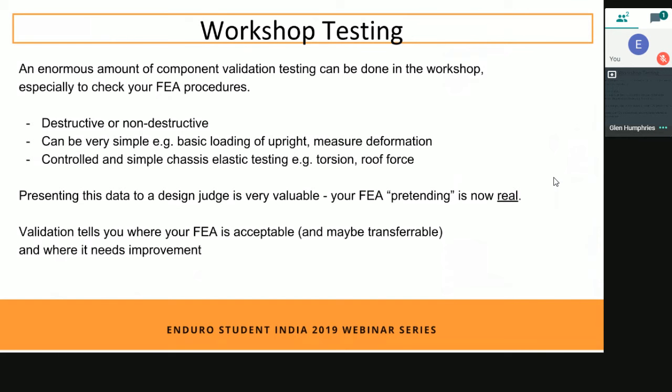So validation tells you where your FEA is acceptable and where it needs improvement. So your FEA may match the real testing results here, here, and here, but some other part of it is wrong, or it's not as right as all the other bits. So that tells you where your FEA needs a bit of work. And again, that's great feedback to tell you where to focus your refining efforts.